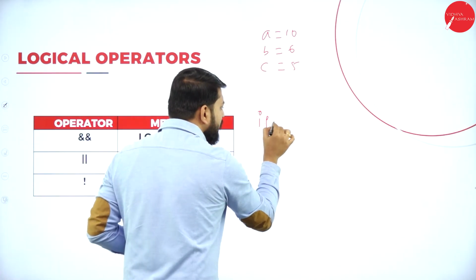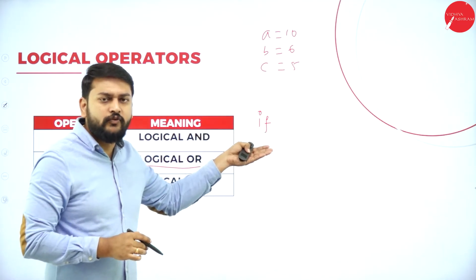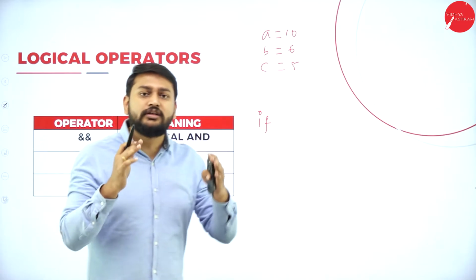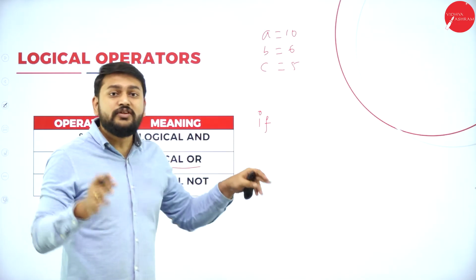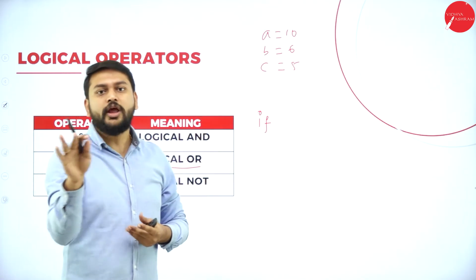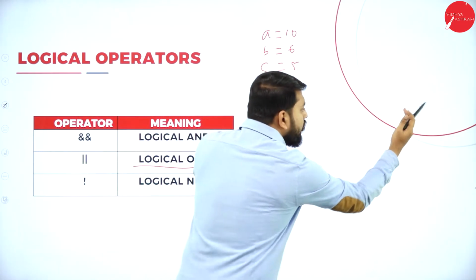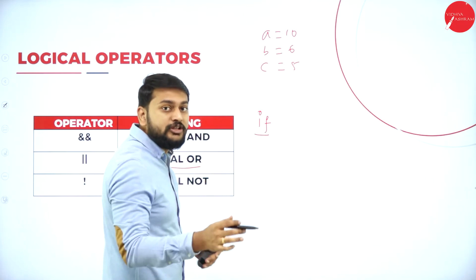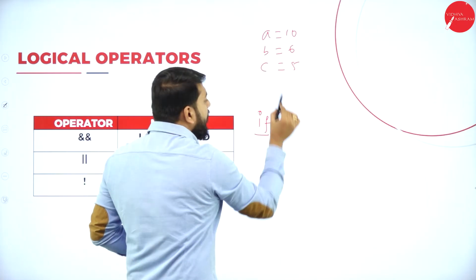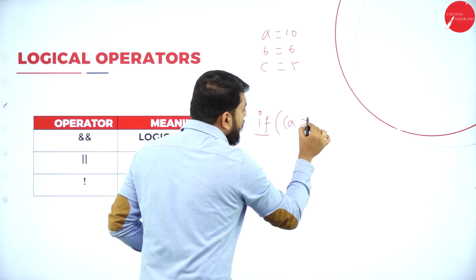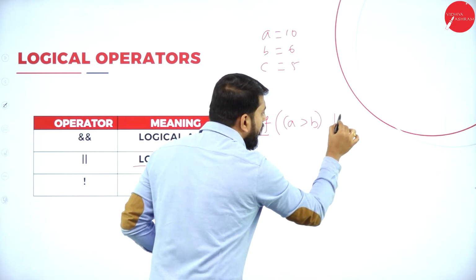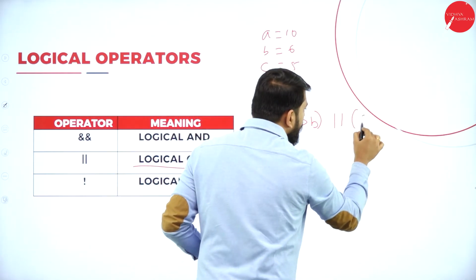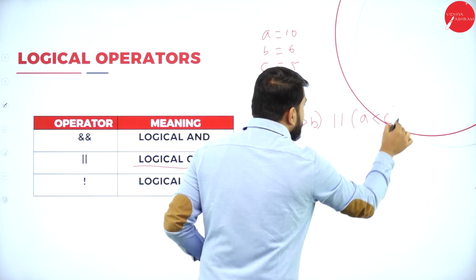Sir, what is this if you are taking? We are not understanding, even though you took this if in the previous session. I'm just taking the checking condition. If in the sense I will check the condition. Right now you don't worry about this if. Just try to concentrate on the condition that I'm writing. I will explain about this if in detail in the coming session. I have A is greater than B, or A is greater than B or A is less than C.